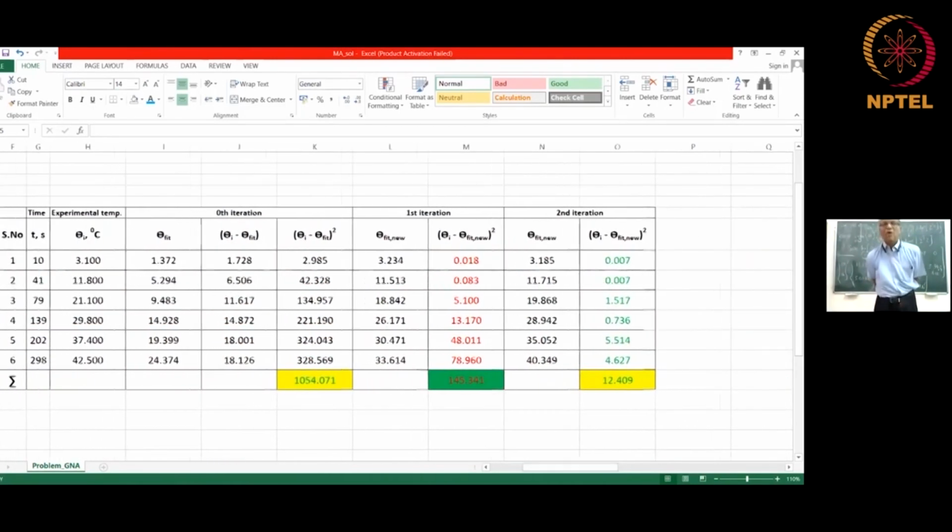Now go to the left side and show the residual. Okay. Yellow 1054, green first iteration 145, yellow again next iteration is 12. It is working, but it is working a little slowly. So you can stop the screen share. Thank you, Suraj.